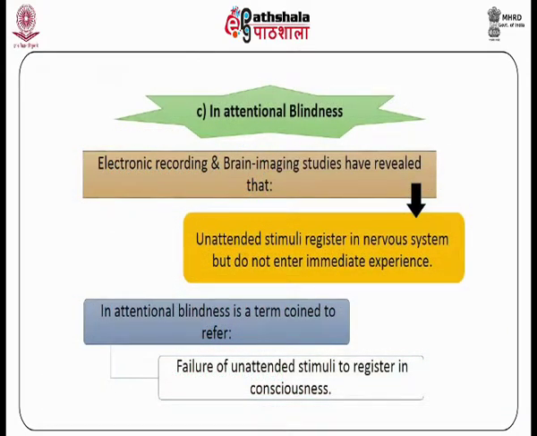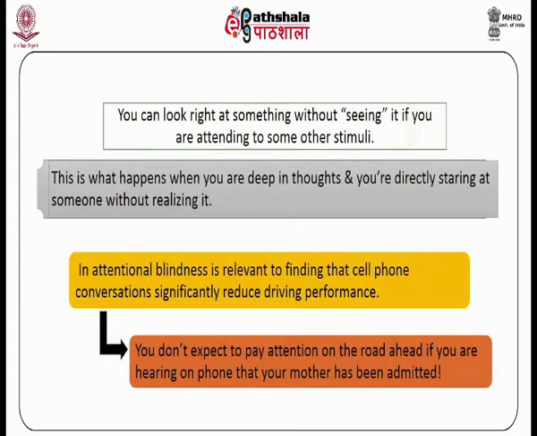Inattentional blindness. Electronic recording and brain imaging studies have revealed that unattended stimuli register in the nervous system but do not enter immediate experience. Inattentional blindness is a term coined to refer to the failure of unattended stimuli to register in consciousness. You can look right at something without seeing it if you are attending to some other stimuli. This is what happens when you are deep in thought and you are directly staring at someone without realizing it.